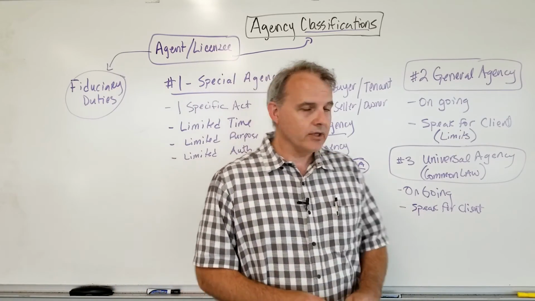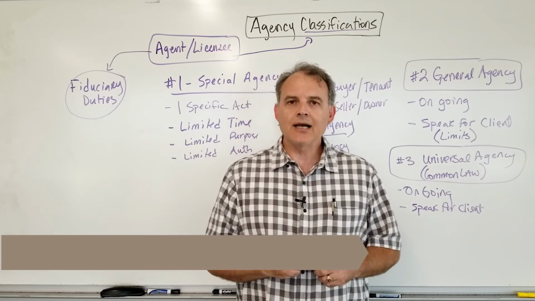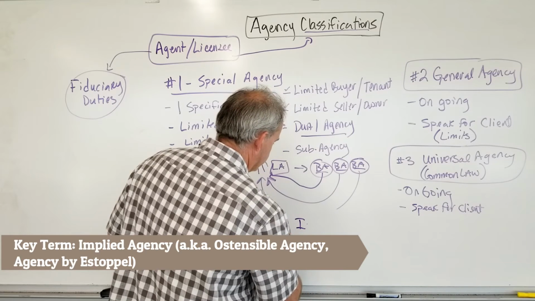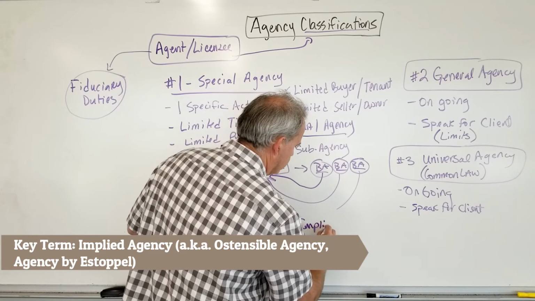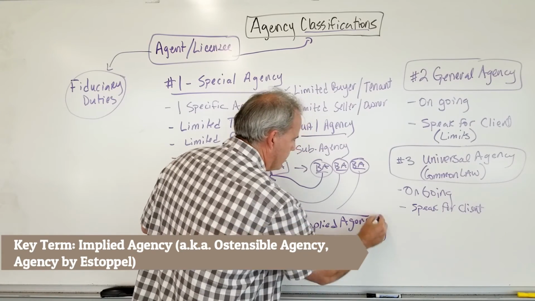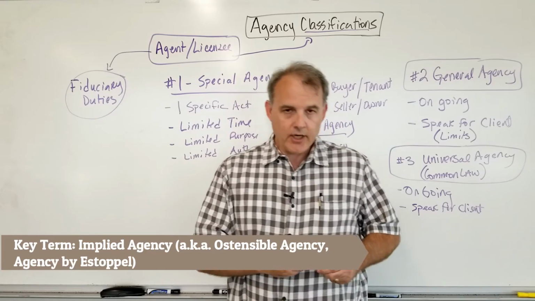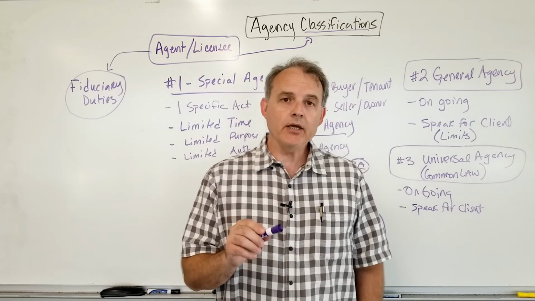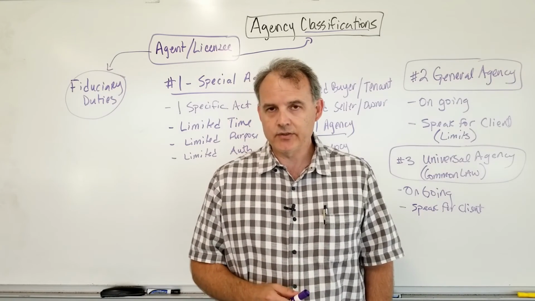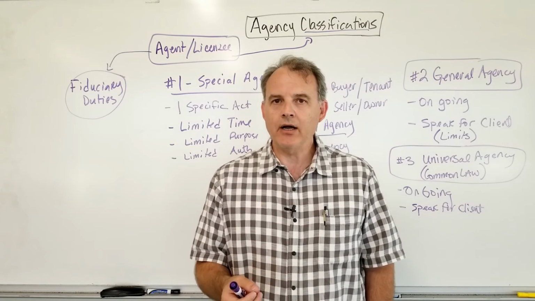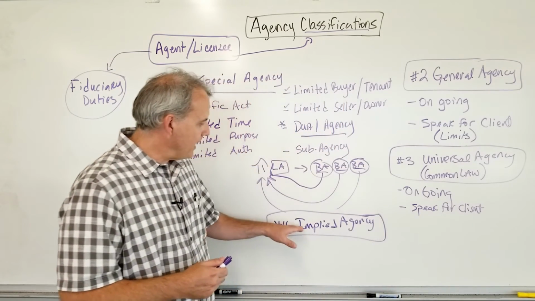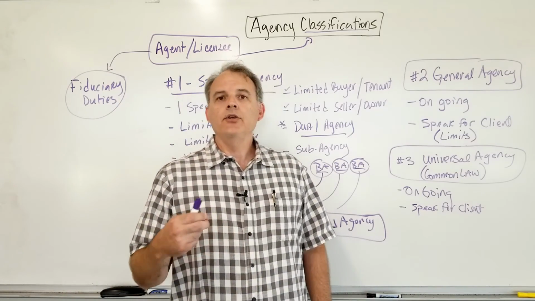Now, the fourth classification of agency I want to talk about is called implied. So this is number 4, implied. Now, implied agency goes by a couple of different names. And I'll put them down here in the notes on the screen. It can also be called agency by estoppel or ostensible agency. And again, you need to know that because you don't know how the real estate exam is going to phrase the questions. This simply means by implication, you represent somebody.